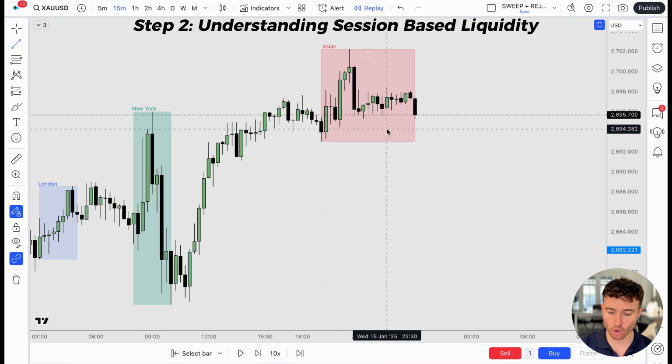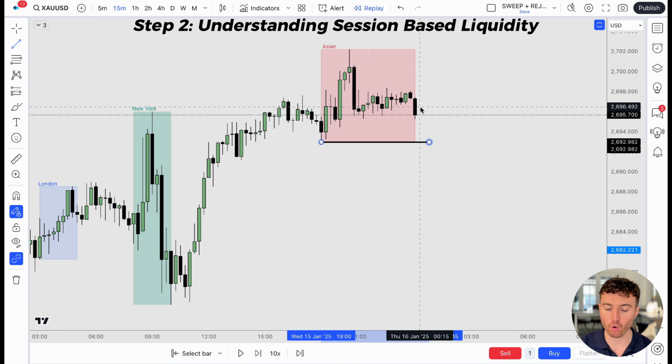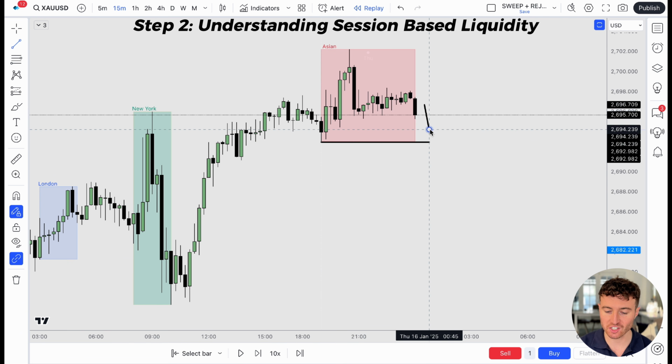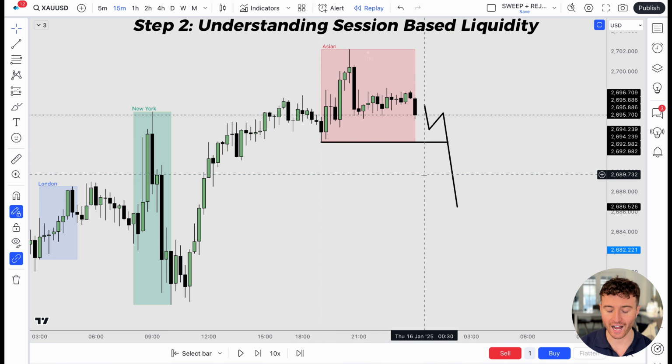So for example, this is your Asian session low right here. And what price loves to do is to trap traders, enticing them short, thinking that this is a breakout, and also running all of the sell stops that are resting below the session lows.